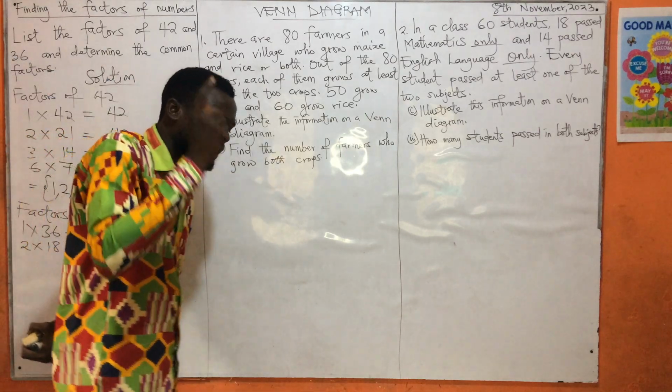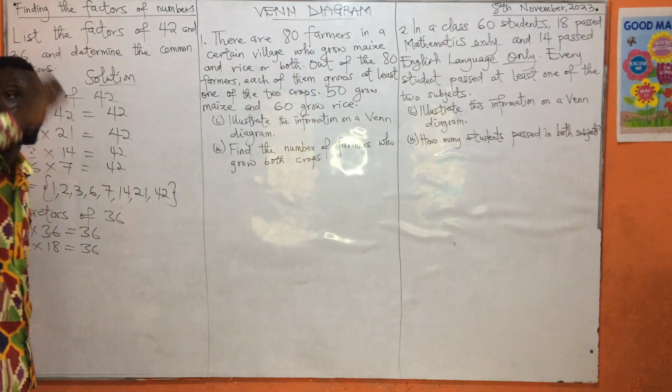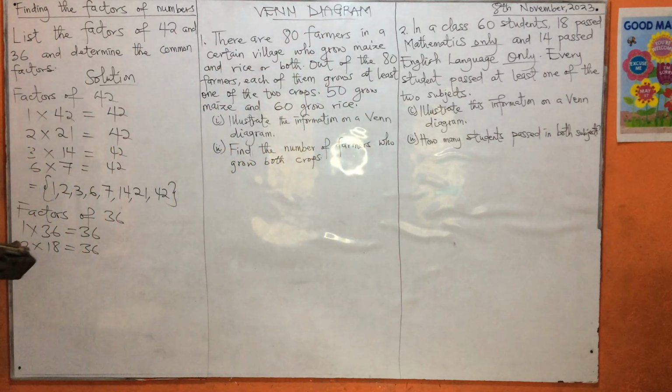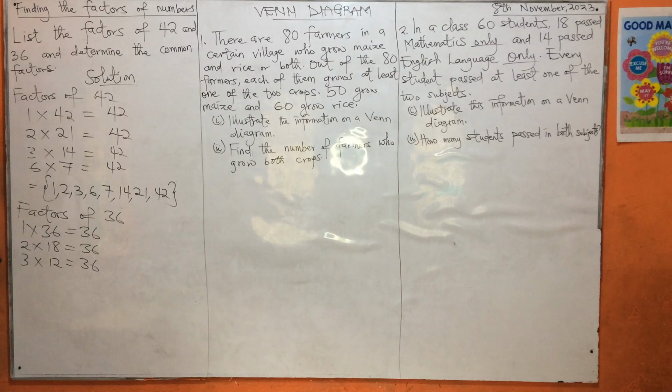3 times 1 is 3. 3 times 2 is 6. 3 times 3 is 9. You notice that 3 times 12 is 36. So it means 3 and 12 are factors of 36. Now let's go to 4.